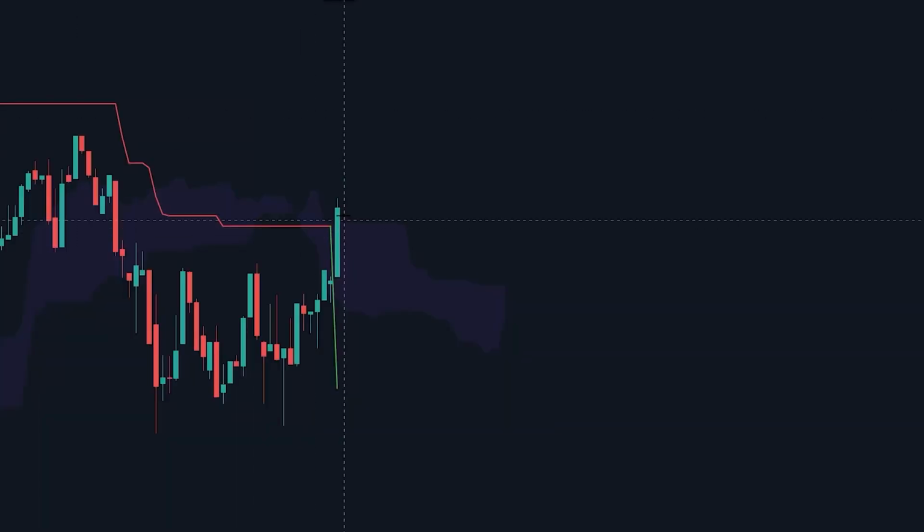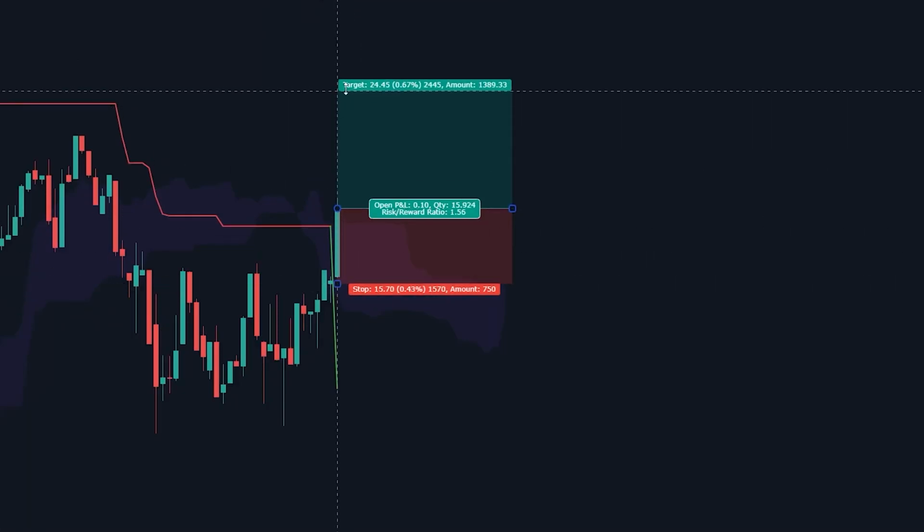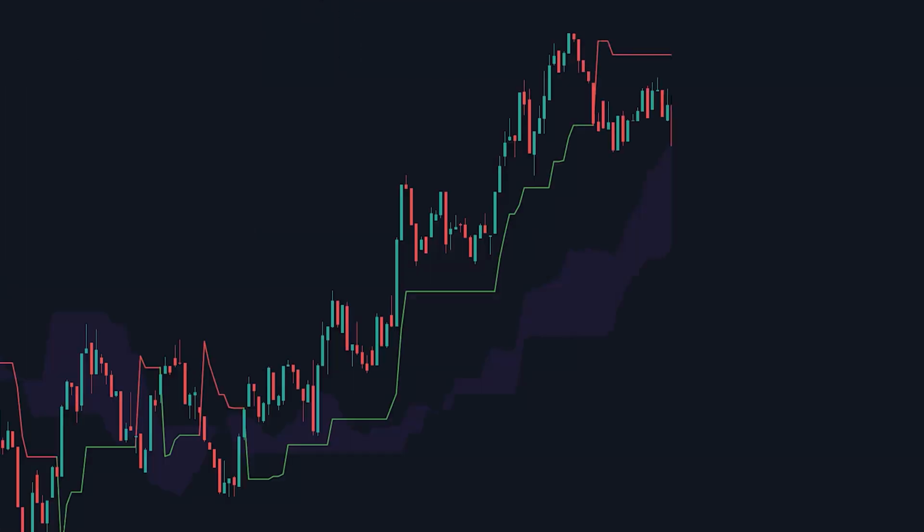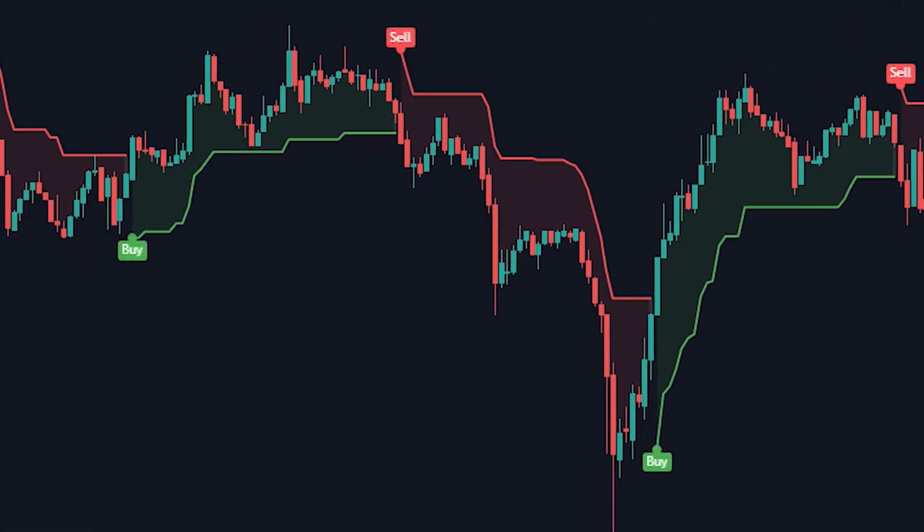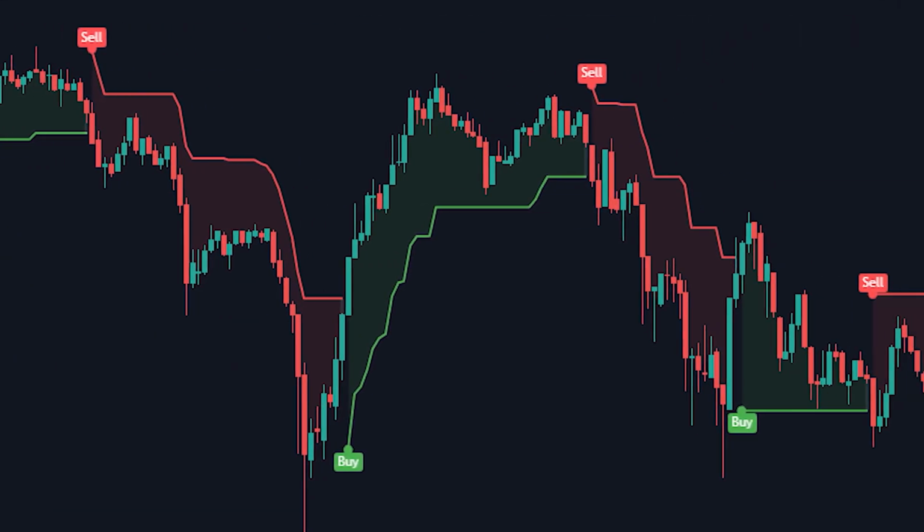For exit strategies, you can again do the 1.5 profit ratio, or you could exit the trade once the price goes inside the Kumo cloud. I just showed you 3 different strategies to use with the super trend indicator.